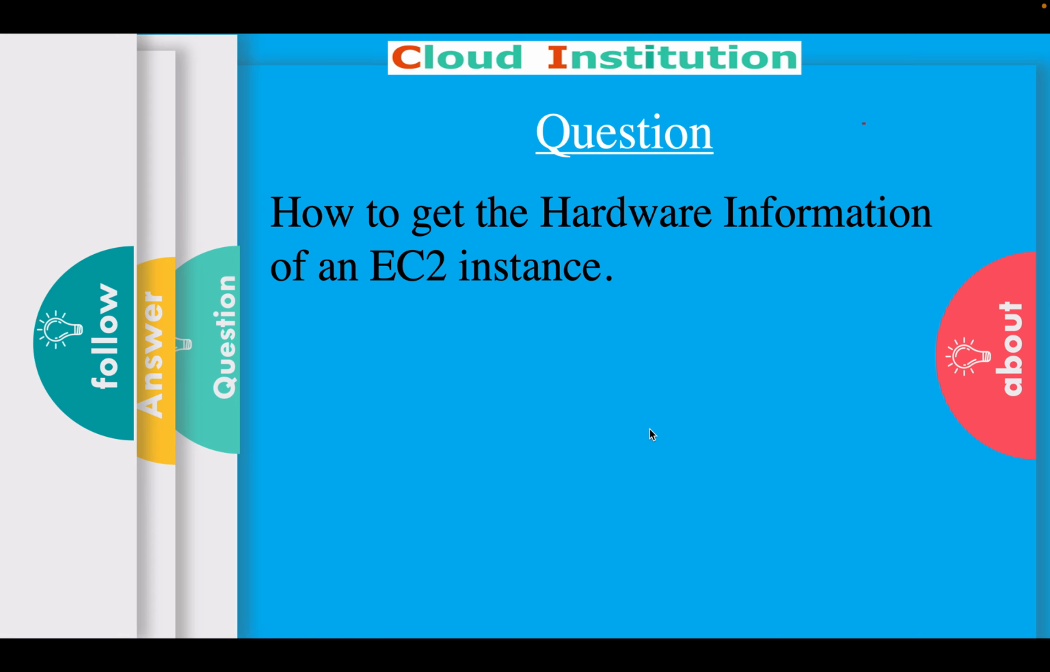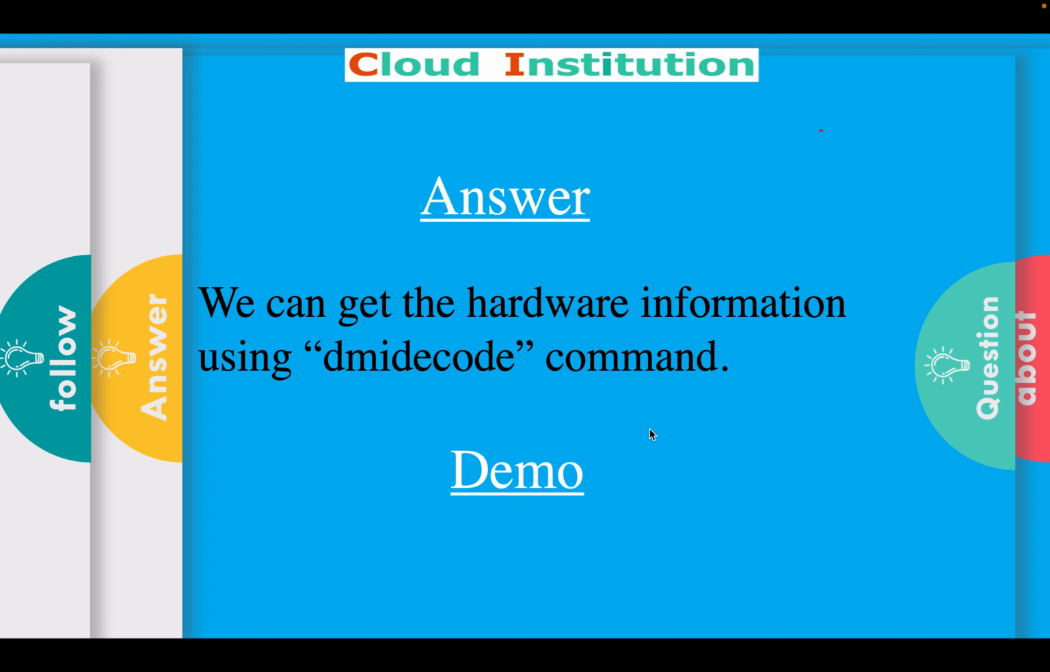The answer for this question is that we can get the hardware information using the dmidecode command. There is a command called dmidecode. That is not going to be present by default in the Linux system, but we need to install that command. We are going to see the demo on that.